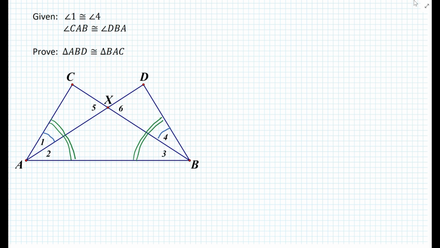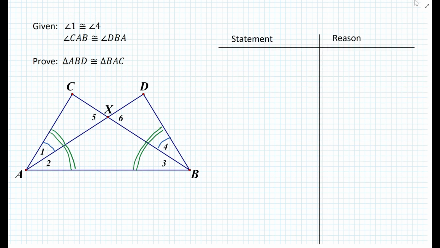So our goal is to prove that triangle ABD, as shown in the figure here, is congruent to triangle BAC. So let's get started with the statement reason table. And what we can do here is to cite the second given first. Why am I citing the second given first? Well, it will be apparent in a bit.